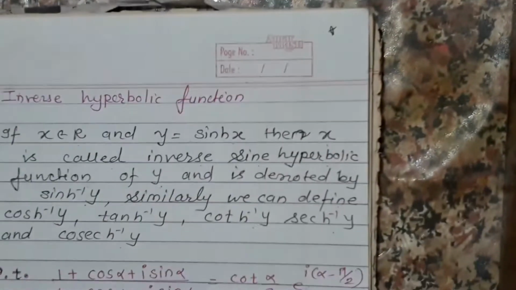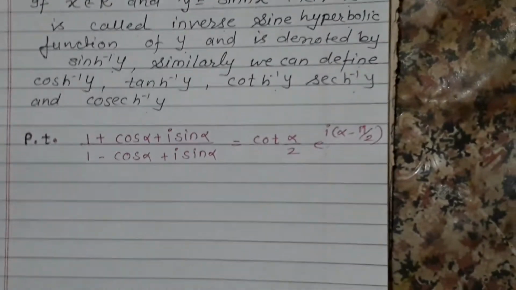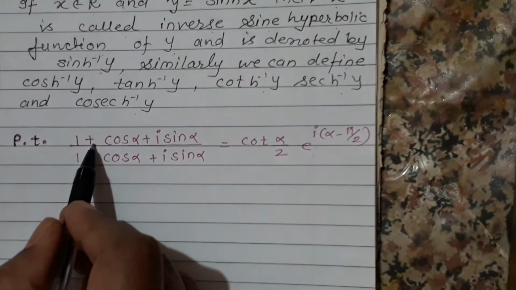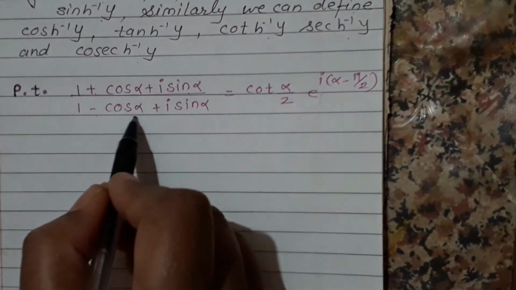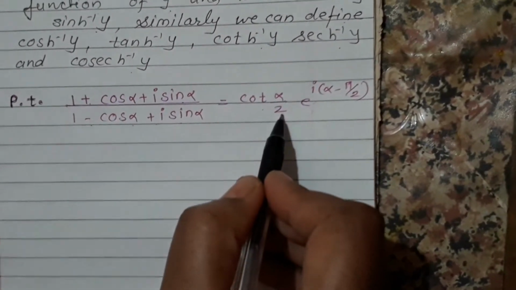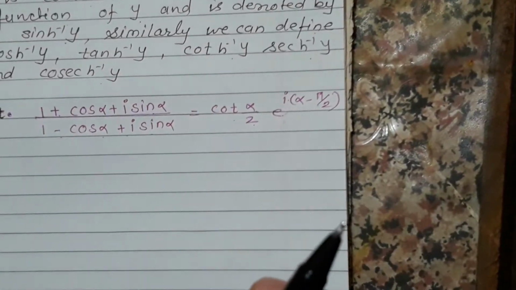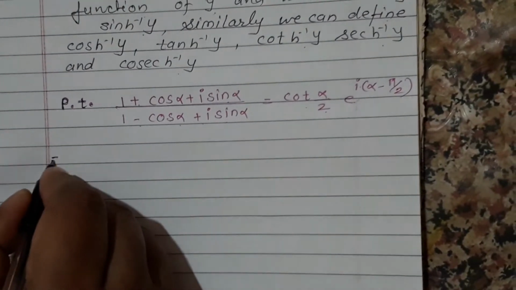As well as exponential function, circular function, we see the problems which are based on those functions. So here we have to prove that (1 + cos alpha + i sin alpha) / (1 - cos alpha + i sin alpha) is equal to cot(alpha/2) into e raised to i(alpha - pi/2). So we can see how to solve that problem.